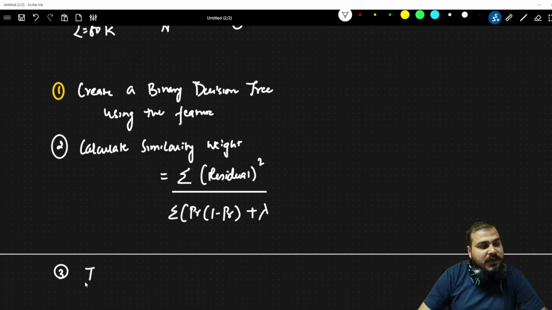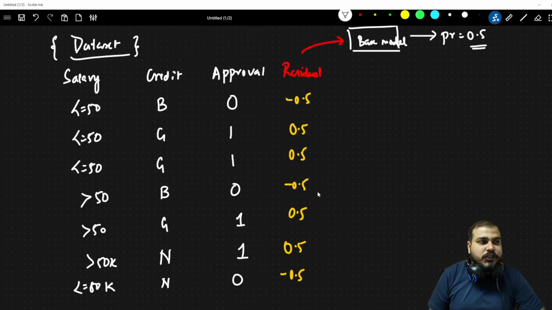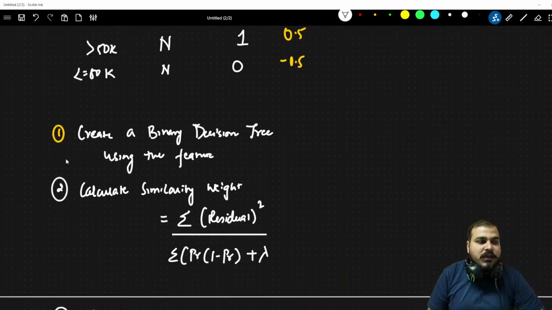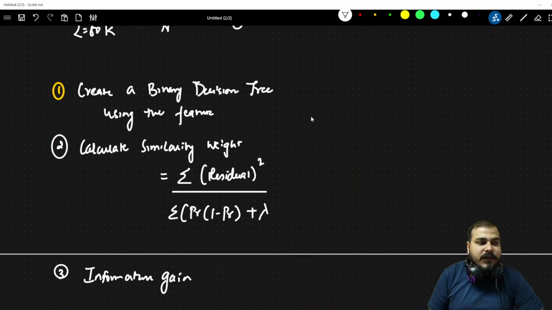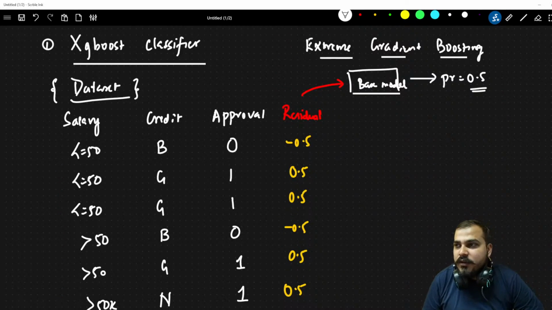The third thing is that we calculate the information gain. So these are the steps we use in creating an XGBoost classifier. The first step is that we create a binary decision tree using the feature. Then we go ahead with calculating the similarity weight, and finally we calculate the information gain. So how does it go ahead? Let's understand over here and try to find out.